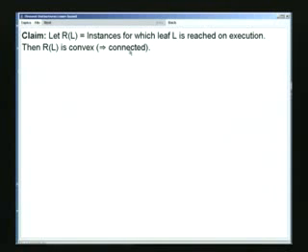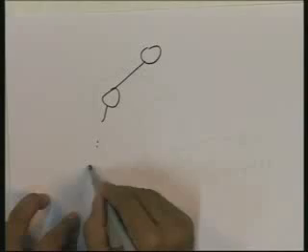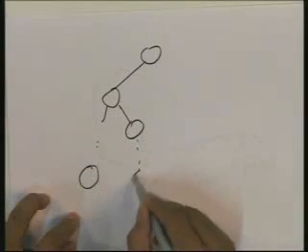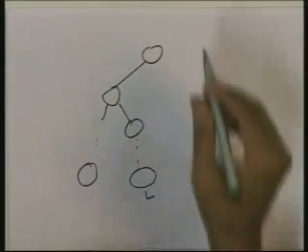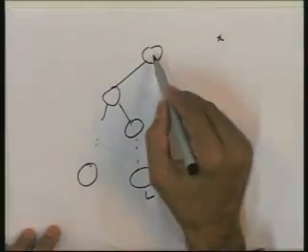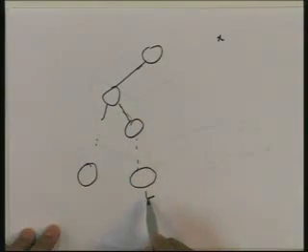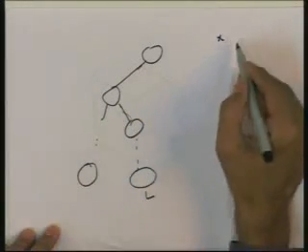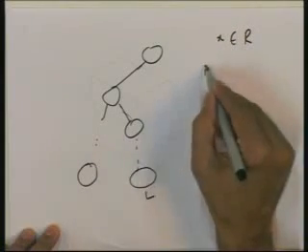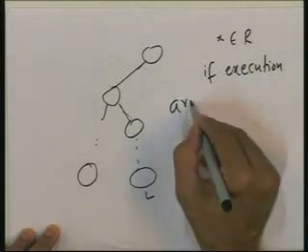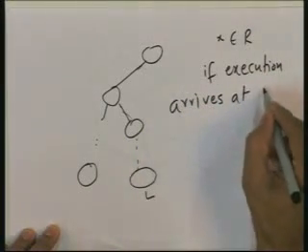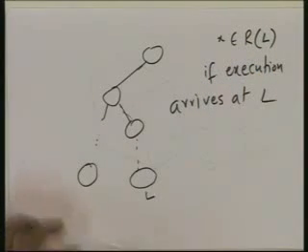Let me pictorially remind you what this R of L is. Here is our decision tree, and this is a leaf L. What is this region that I am talking about? If I start with any instance x and I follow this path and I reach L, if execution arrives at L, then I'll say that this instance belongs to R of L, the region of L.